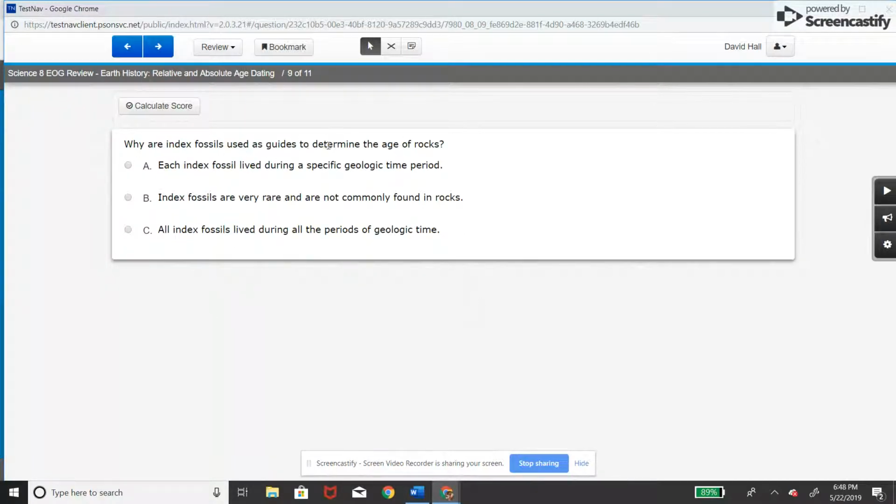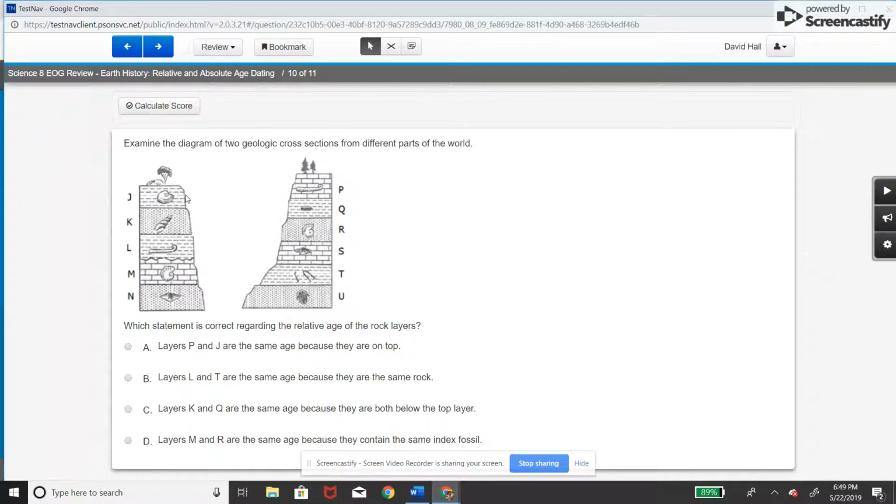Why are index fossils used as guides to determine the age of rocks? Each lived during a specific period. That's true. Index fossils are very rare? False. All index fossils live during all the periods? No. This defines the better answer.